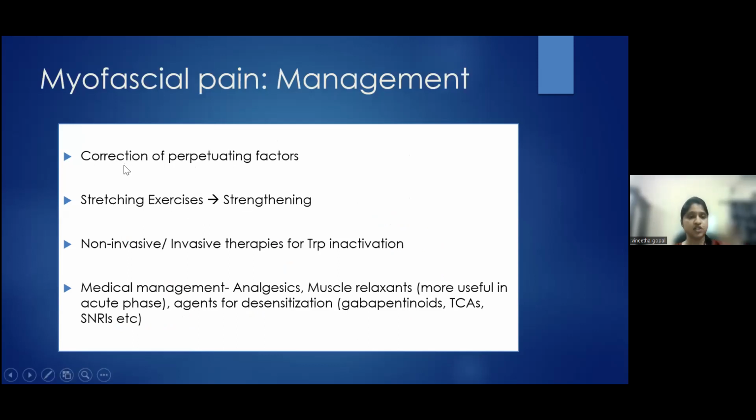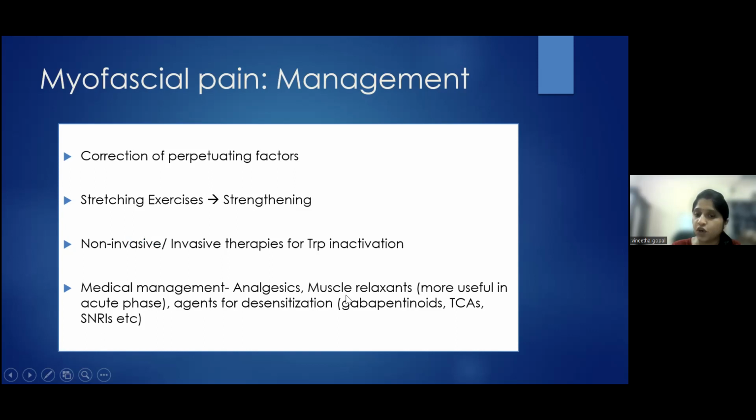So what was the second one, management? First of all, you have to correct the predisposing or perpetuating factors. Then you start the patient on a structured physiotherapy or exercise program. You should first ask them to do stretching exercises, stretch the muscle properly, followed by strengthening. Then we have various non-invasive and invasive therapies for trigger point inactivation, that I will come to. And for medical management, we can give short course analgesics.